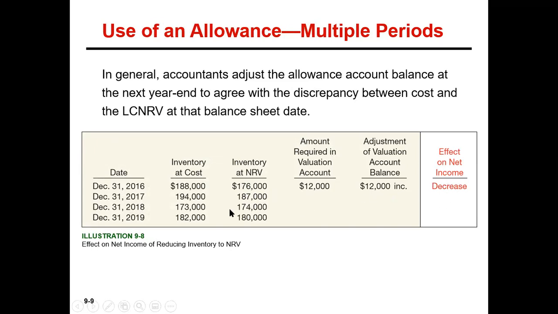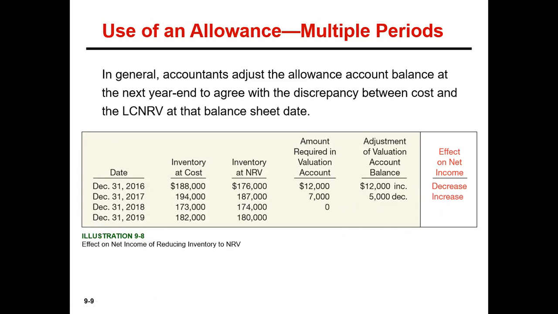Okay, the next year we've got inventory at cost of 194,000, net realizable value 187,000. So now we want that allowance account to be 7,000. And so because we already have 12,000 in there, we want it down to 7 now. So that's a decrease in the allowance. That increases net income.